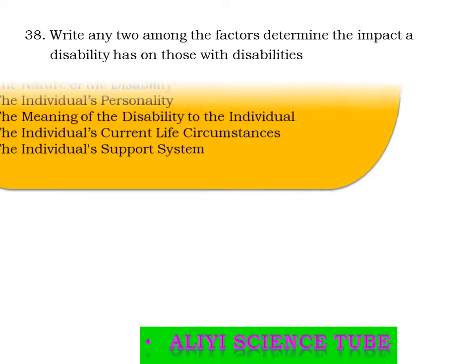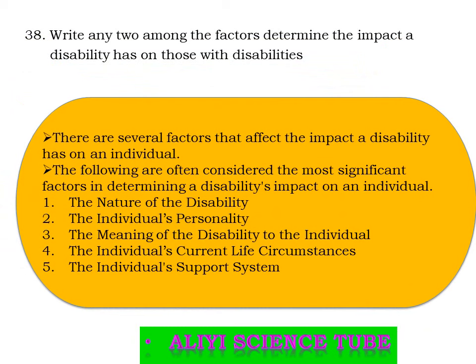Question 38. Write any two among the factors that determine the impact disability has on those with disability. There are several factors that affect the impact disability has on an individual. The following are often considered the most significant. One, nature of the disability. Two, individual personality. Three, the meaning of disability to the individual. Four, the individual's current life circumstances. Five, the individual's support system. So all of these are the factors.